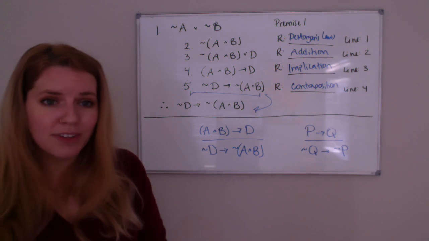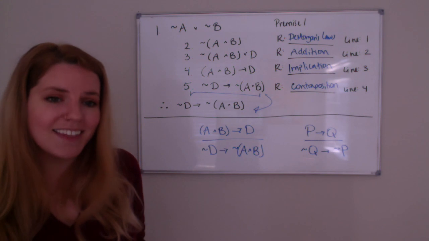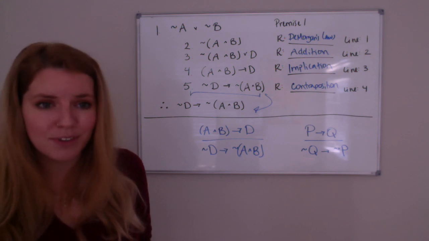But we know from our truth tables and from the rules of logical equivalence that this is actually a valid deduction and this is a valid argument. So this proof shows us a valid argument.